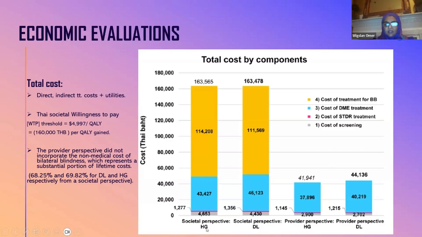In both, we can see that human graders cost more than deep learning, but for the provider, actually the human graders' treatment cost is less. It is, of course, compared against the social willingness to pay threshold of Thailand, which is about $4,997 per QALY. And it turned out that the lifetime cost is a substantial portion. This yellow part here is a substantial portion of the overall cost. So from the provider point of view, it's not that cost effective.